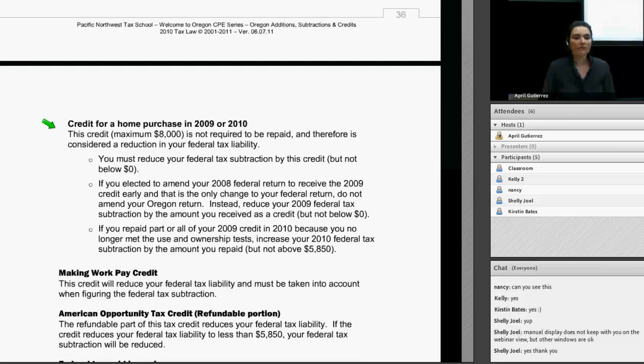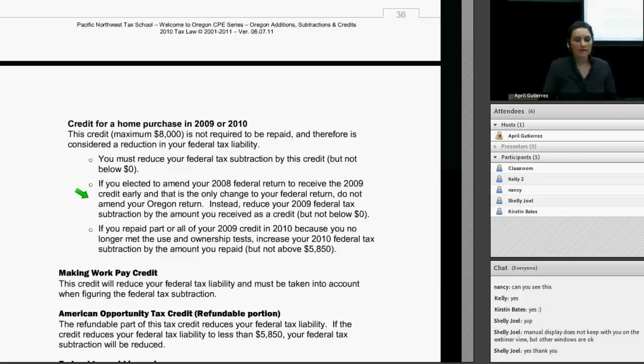But wait, what if you claimed the credit for a home purchase in 2009 or 2010? This credit, which was a maximum of $8,000, is not required to be repaid and therefore is considered a reduction to your federal tax liability. You must reduce your federal tax subtraction by the credit, but not below 0. So if in 2010 you claimed a first-time homebuyer credit for either 2010 or 2009, whatever the amount of the credit is, you're going to subtract that off your federal tax liability and therefore reduce your federal tax liability subtraction on Oregon.